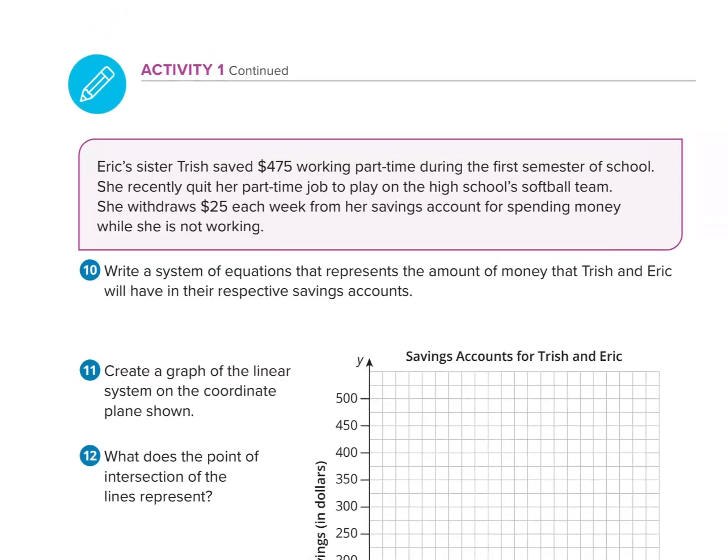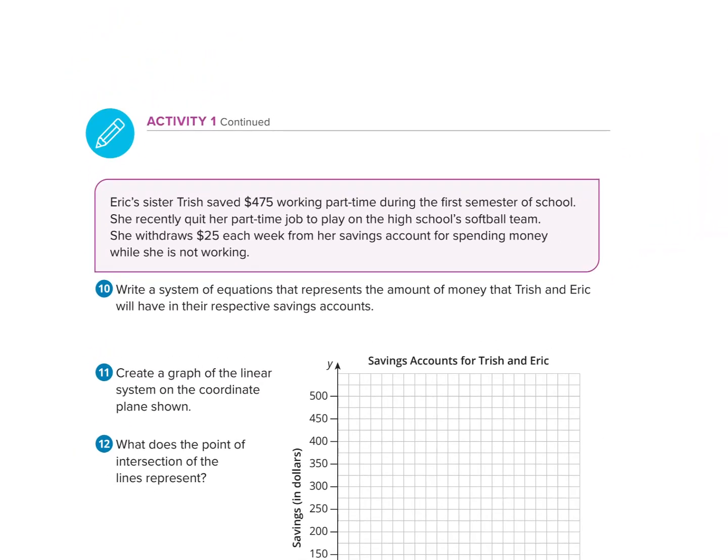And we're going to follow a similar process on this one, just with a new situation. Okay, so in the red here, Eric's sister Trish saved $475 working part-time during the first semester of school. I'm going to highlight some stuff. She recently quit her part-time job to play on the high school's softball team. She withdraws $25 each week, so we're withdrawing it, so that's going to be negative, for her savings account for spending money while she is not working.